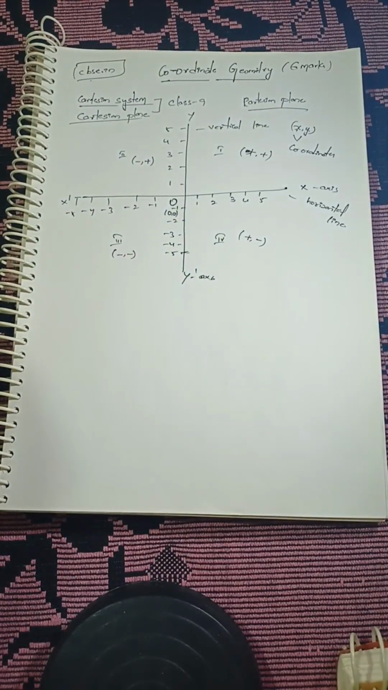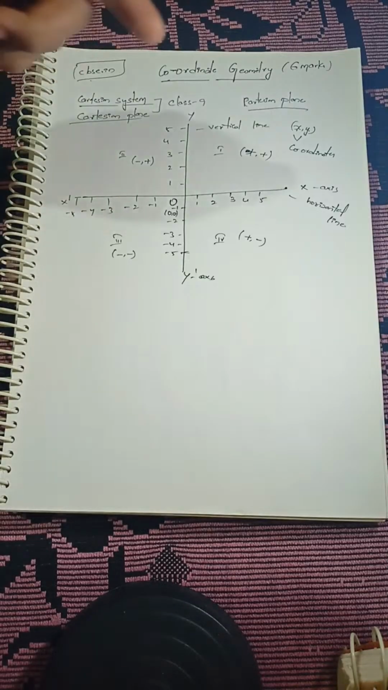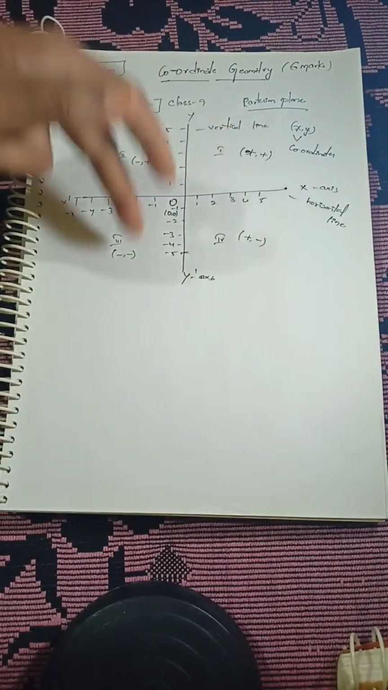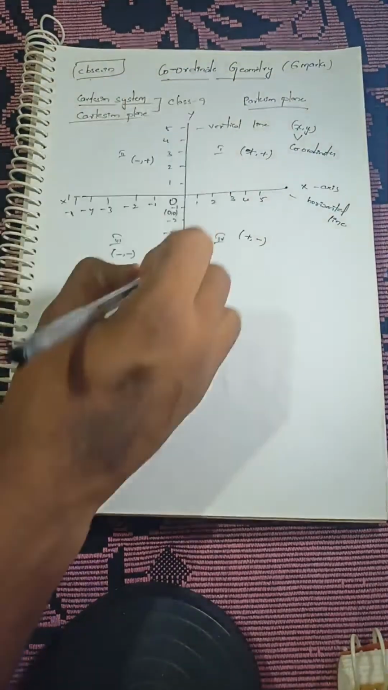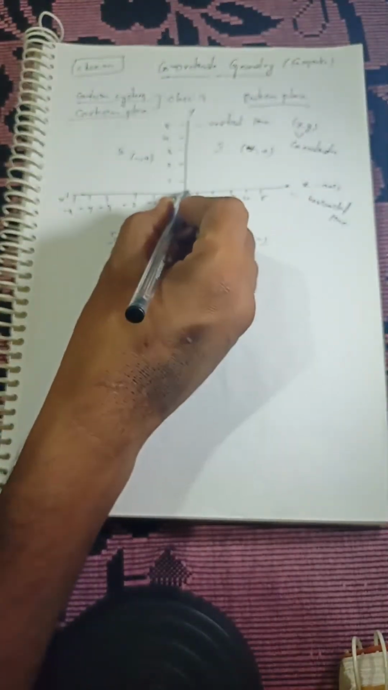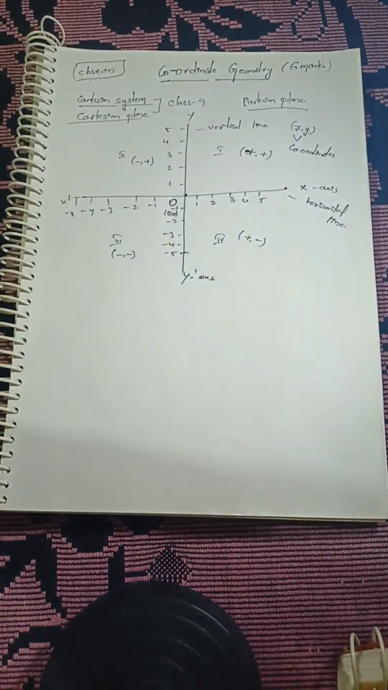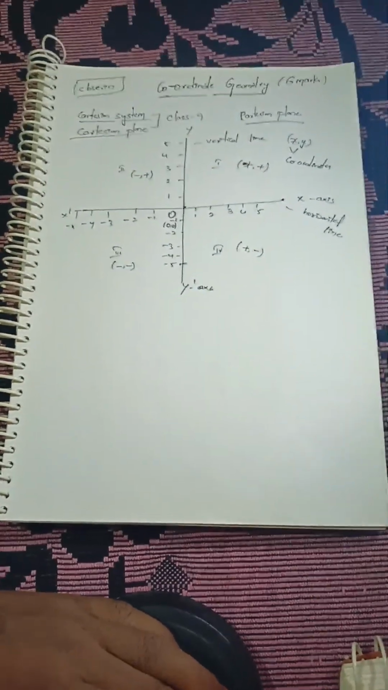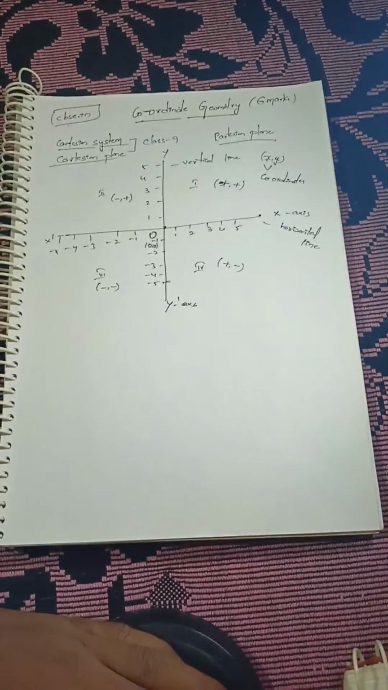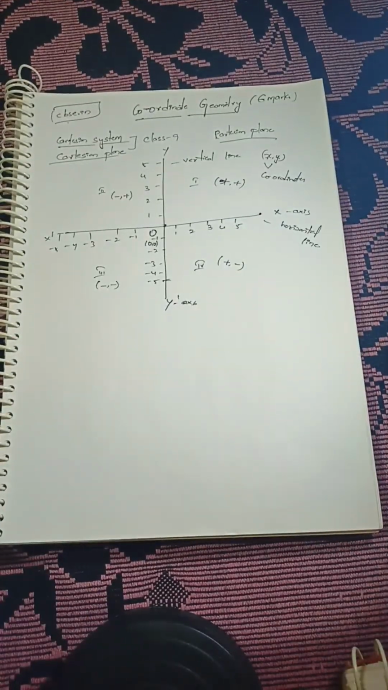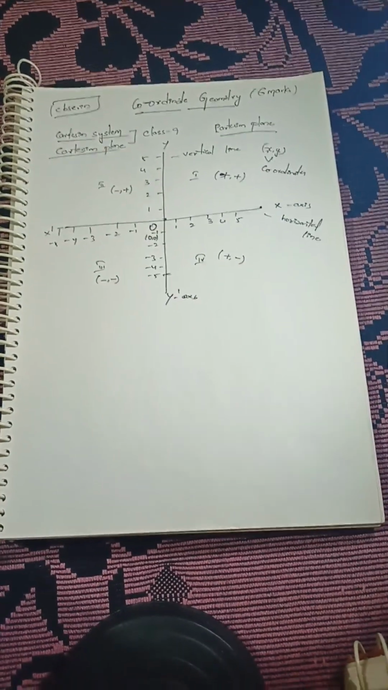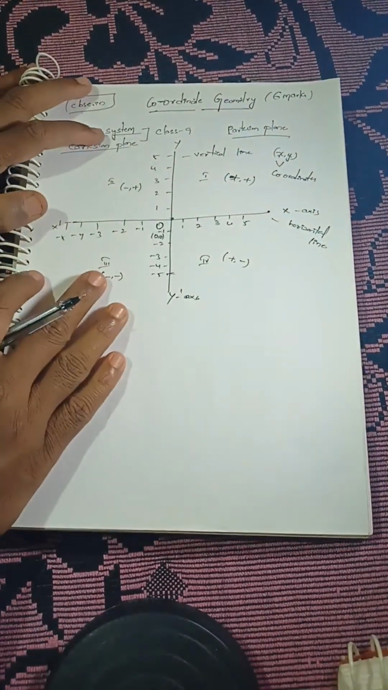So the coordinate axes divide the plane into 4 equal parts, that is called the first, second, third and fourth quadrants. The Cartesian plane is divided into 4 quadrants. These are the two perpendicular lines which intersect at the center, that is called the origin, 0 comma 0, where both the axes intersect.